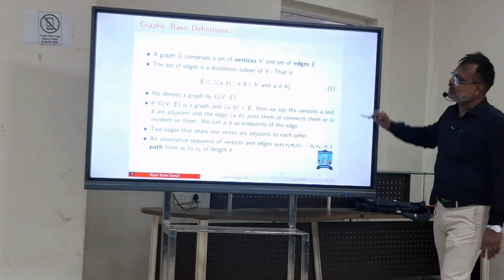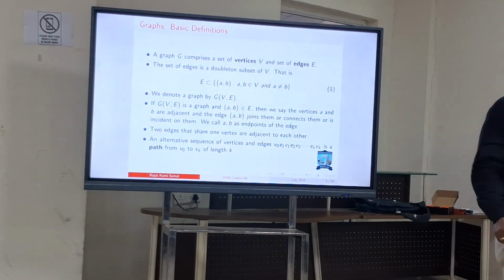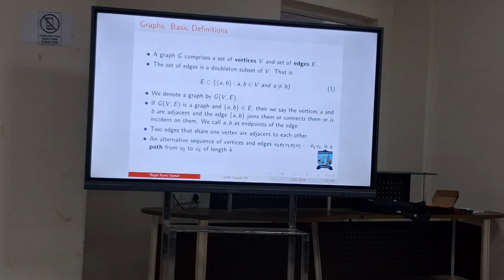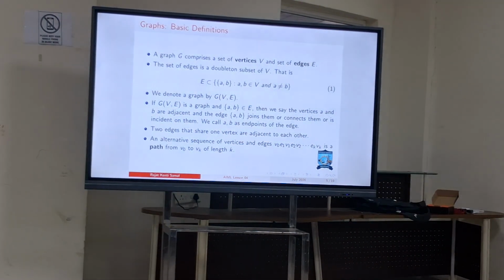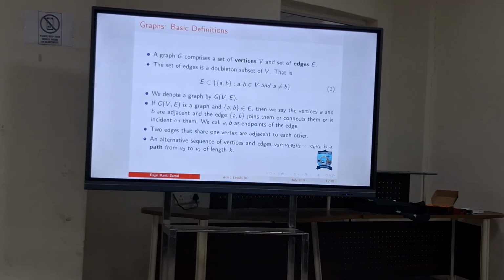Okay. So next we come to graph. We don't have any background on graph, so we will have a quick definition, a formal definition of a graph. You know what is a graph? A graph G comprises a set of vertices and edges. Okay, so you have got vertices and edges. So this is actually a quick intro to graph theory.